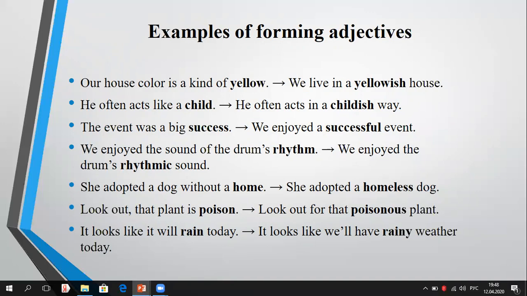She adopted a dog without a home. She adopted a homeless dog. Look out, that plant is poison. Look out for that poisonous plant. It looks like it will rain today. It looks like we'll have rainy weather today. These are examples of forming adjectives.